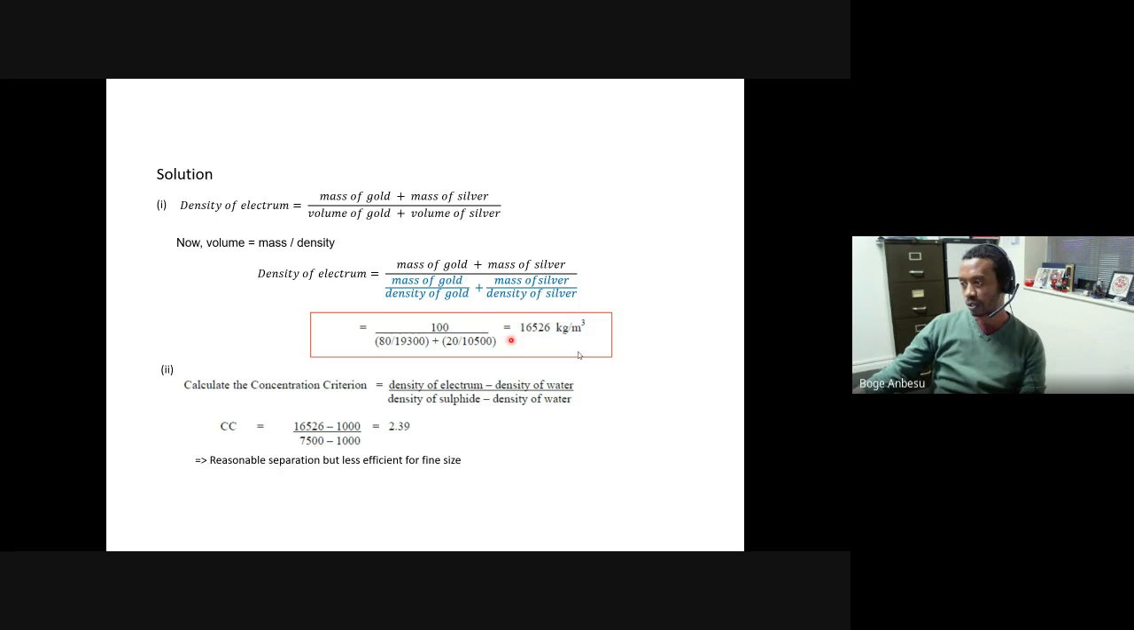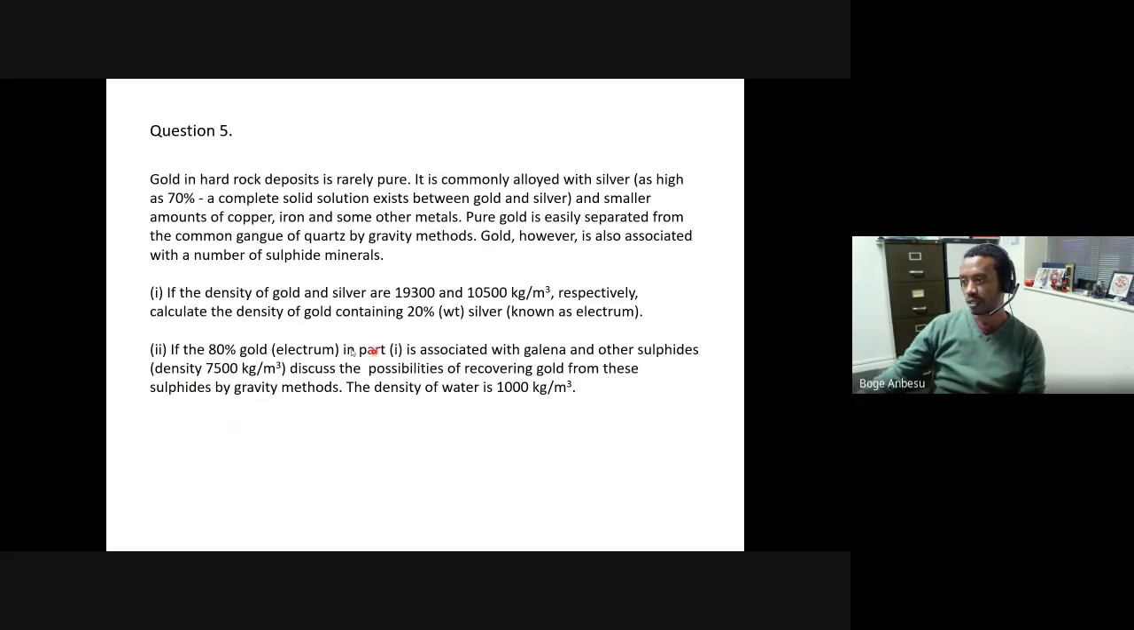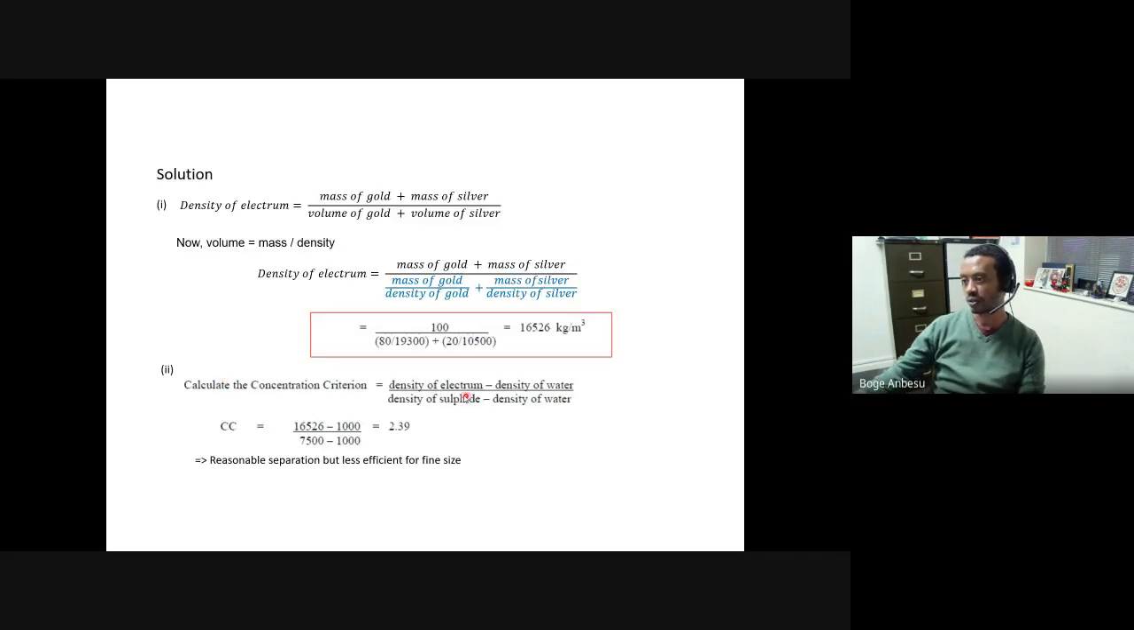So then if that was the product, to be able to separate that type of gold from sulfides with density of that, we use the calculation of concentration criteria: density of the electrum minus density of water, divided by density of the sulfide minus density of water. You get a concentration criteria of 2.39. And you should be able to separate the gold from these sulfides because there's still sufficient difference in density between those two.